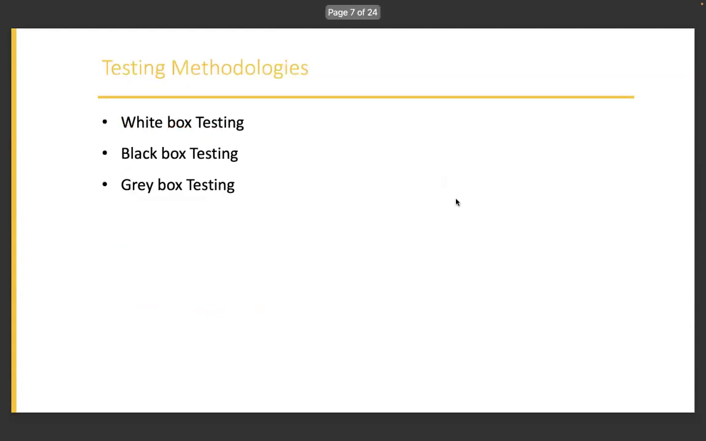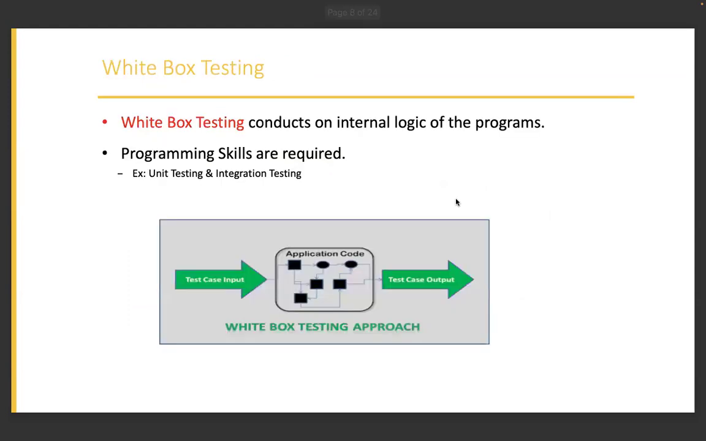Now we have three major types of testing methodologies: white, black, and gray. You will just have a high-level idea from the diagram itself. When I say white box, guys, it is purely that you are able to see what is being written inside. So you can see that we have input, you are able to see some of the code over here, and we get something called output.